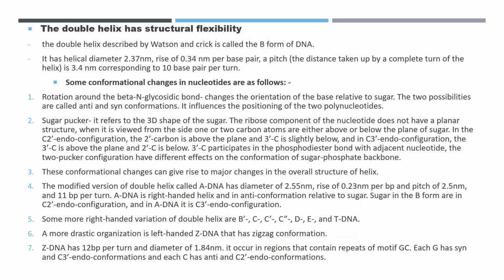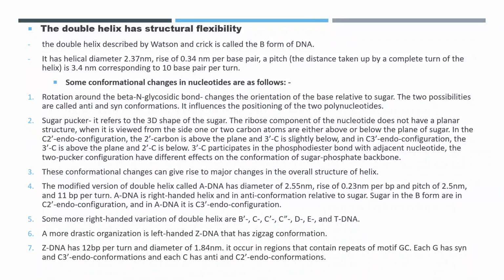The double helix has structural flexibility. The double helix described by Watson and Crick is called the B form of DNA. It has a helical diameter of 2.37 nanometers and a rise of 0.34 nanometer per base pair. The pitch, the distance taken up by a complete turn of the helix, is 3.4 nanometers, corresponding to 10 base pairs per turn. Some conformational changes in nucleotides are as follows.